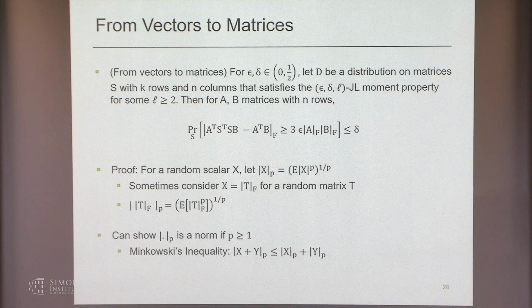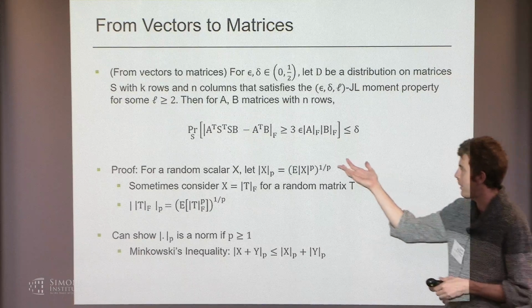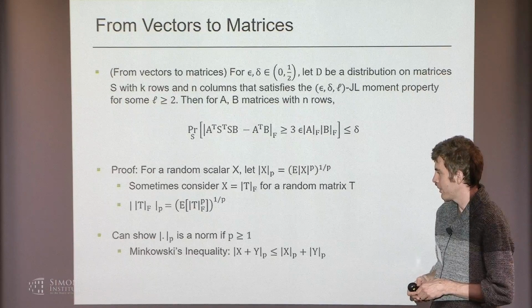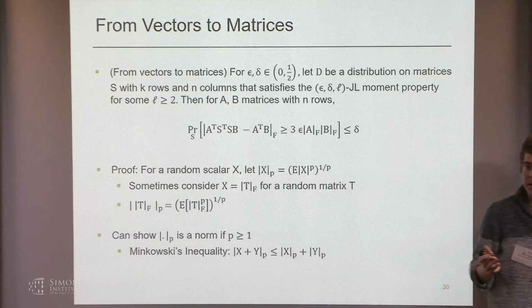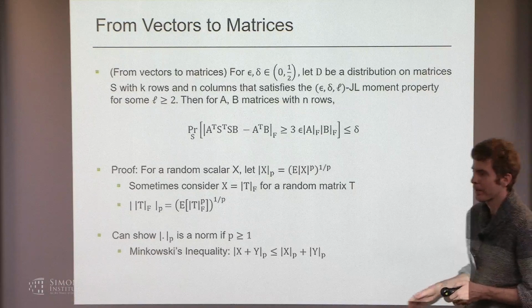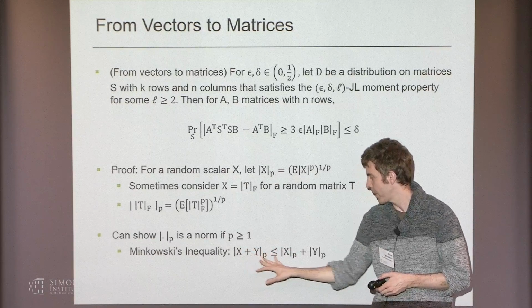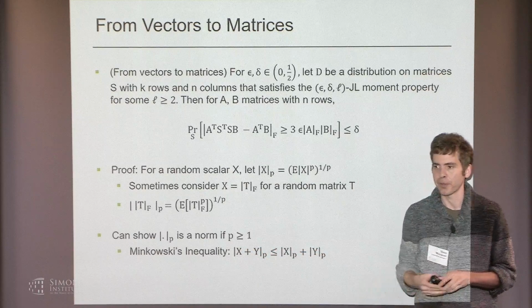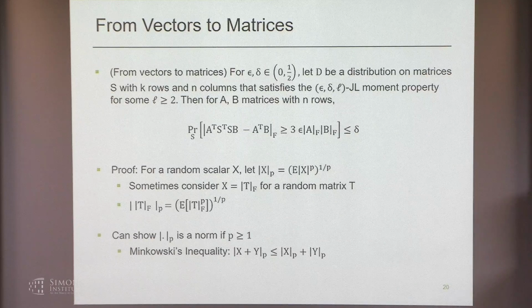It's 0 at 0. The main thing to show here is the triangle inequality, and the triangle inequality turns out just to be Minkowski's inequality: the p norm of x plus y is at most the p norm of x plus the p norm of y. This is Minkowski's inequality, and it basically comes down to Holder's inequality in the proof, but I won't prove that here.